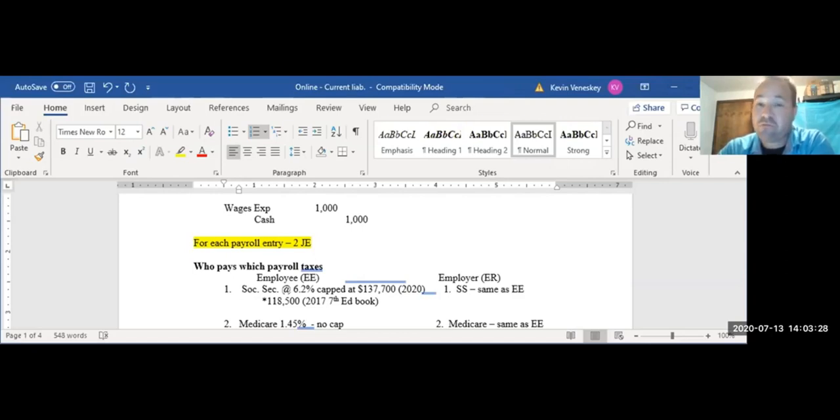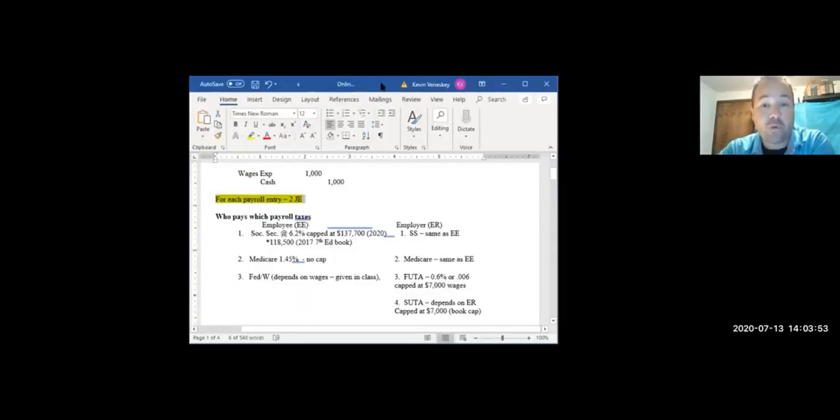And then, if you've never done anything with payroll, whenever an employer hires you and then they pay you, they're always going to have, and you need to remember this, a minimum of 2 journal entries. Because they're going to have your journal entry where they pay you and then take out these taxes. And then they're going to have a separate journal entry where they have to pay their own taxes out of their own pocket. And you don't even know this is going on.